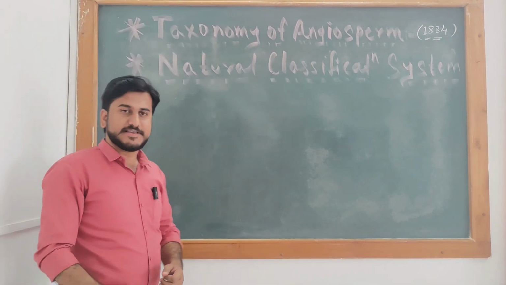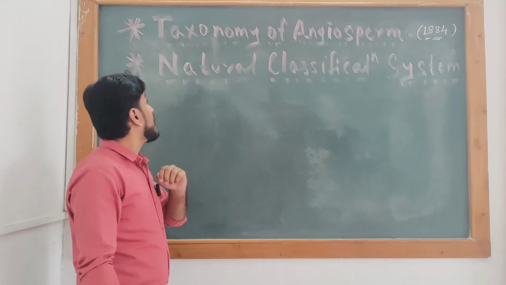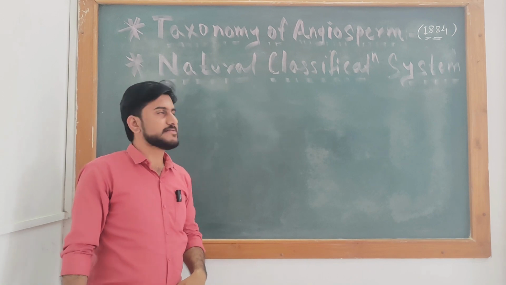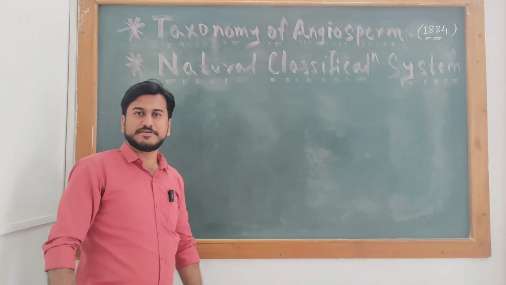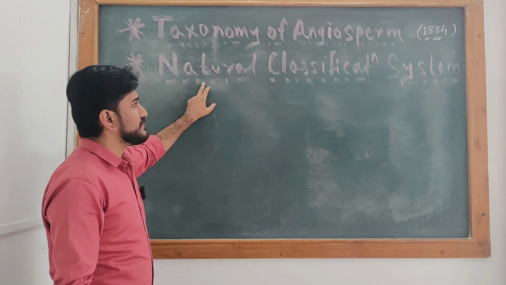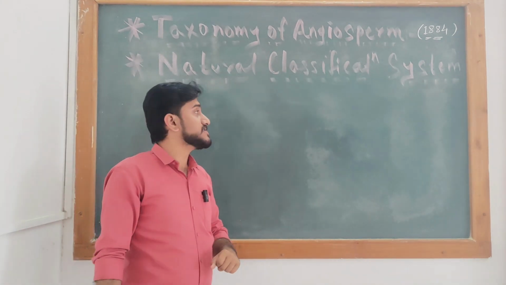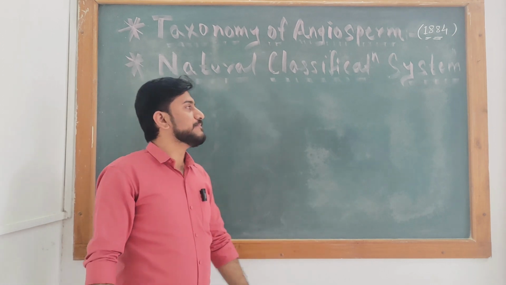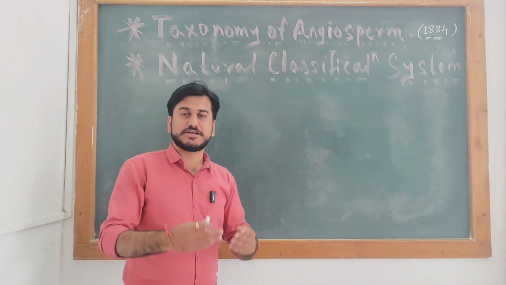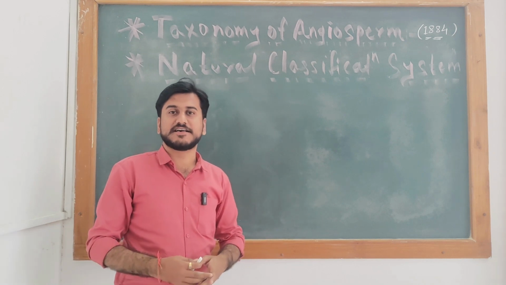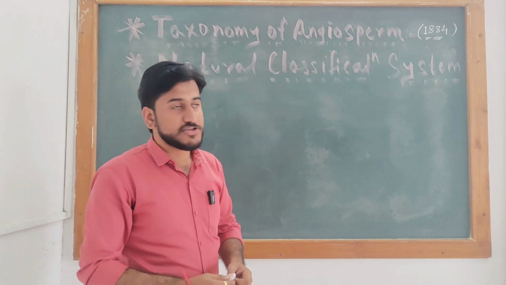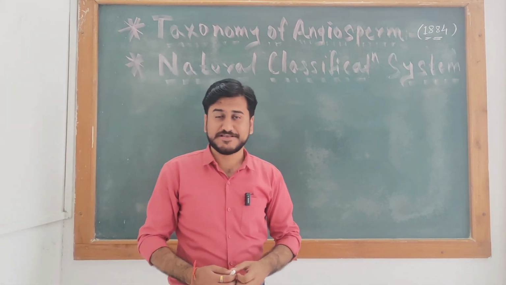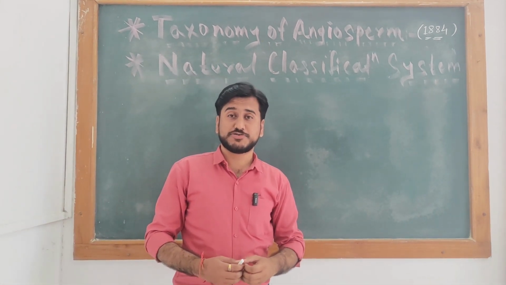So, in the previous lecture, we were discussing the taxonomy of angiosperms. This is part one, and chapter number two. This point is most important regarding the classification systems according to different scientists. According to scientists, plants are differentiated or classified into different groups. In total, four classification systems are mentioned in our syllabus in the taxonomy of angiosperms.